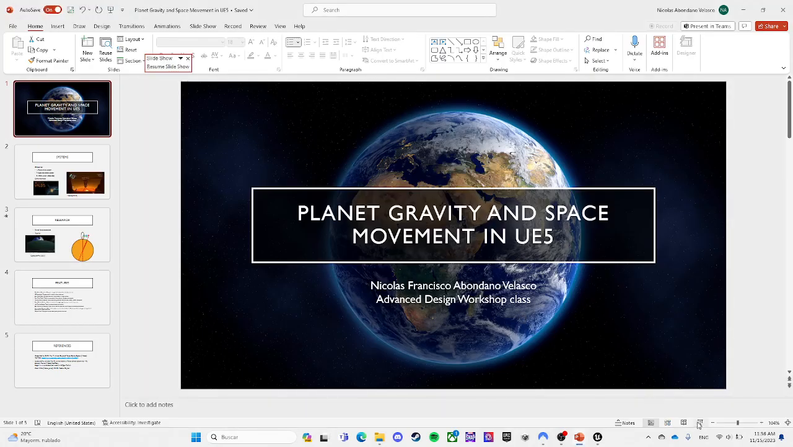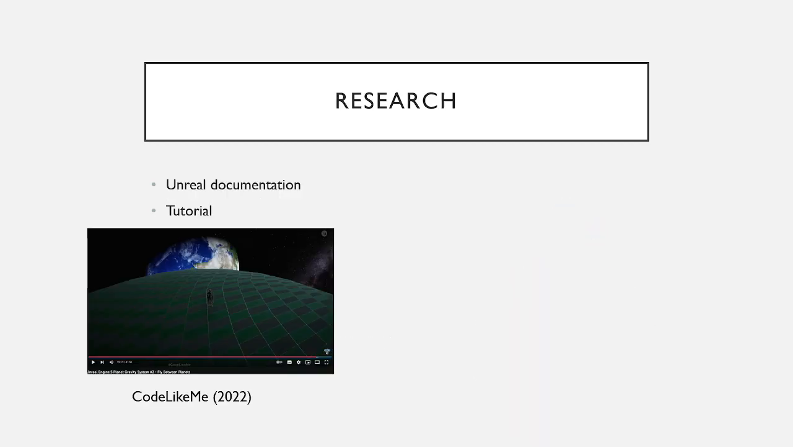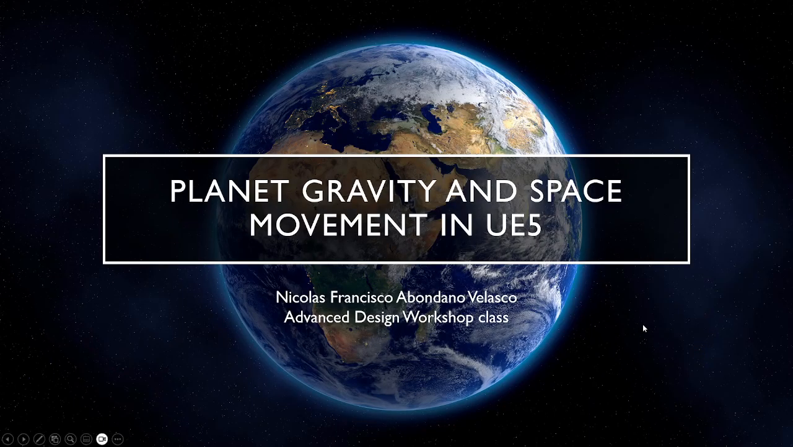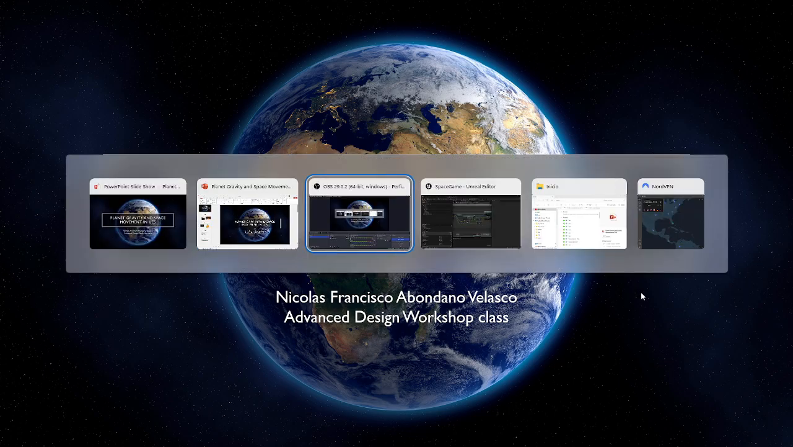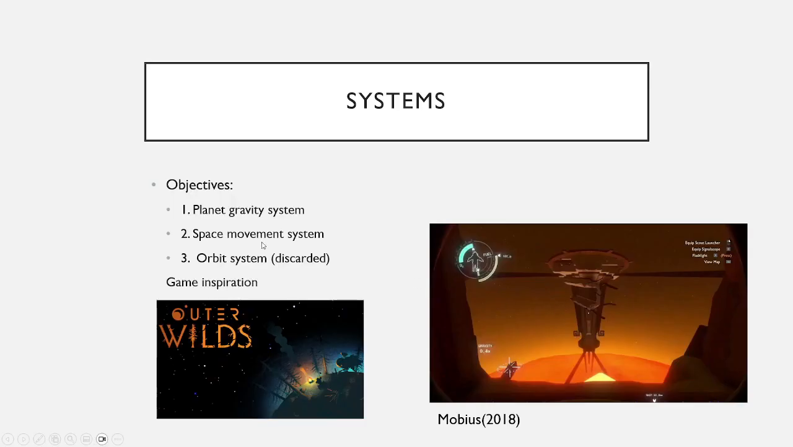Okay, so this is the presentation for the planet gravity and space movement that I did in Unreal Engine 5. This is Nicolas Abondano. So my original plan was to implement three systems.